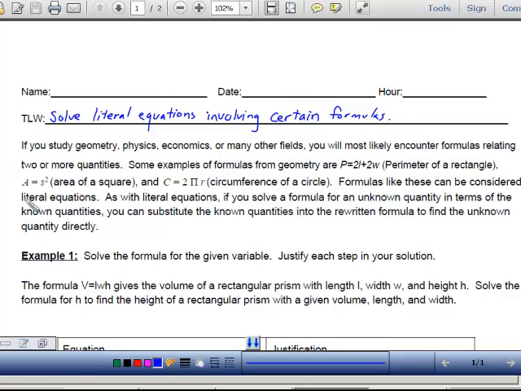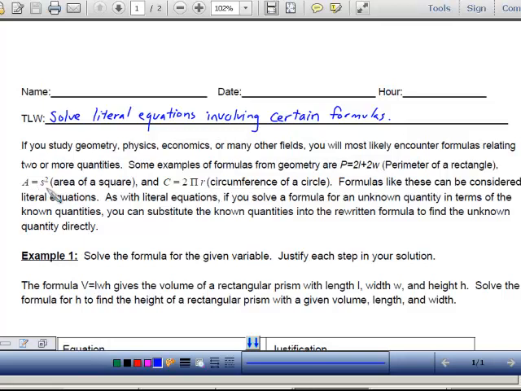If you read this first section, I'll read it out loud. If you study geometry, physics, economics, or many other fields, you will most likely encounter formulas relating to two or more quantities. Some of these examples you're going to see quite often in mathematics. The first one here for geometry is P equals 2L plus 2W. This is the formula for a perimeter of a triangle. The perimeter is just 2 times the length plus 2 times the width. That's why you get the 2L plus 2W.